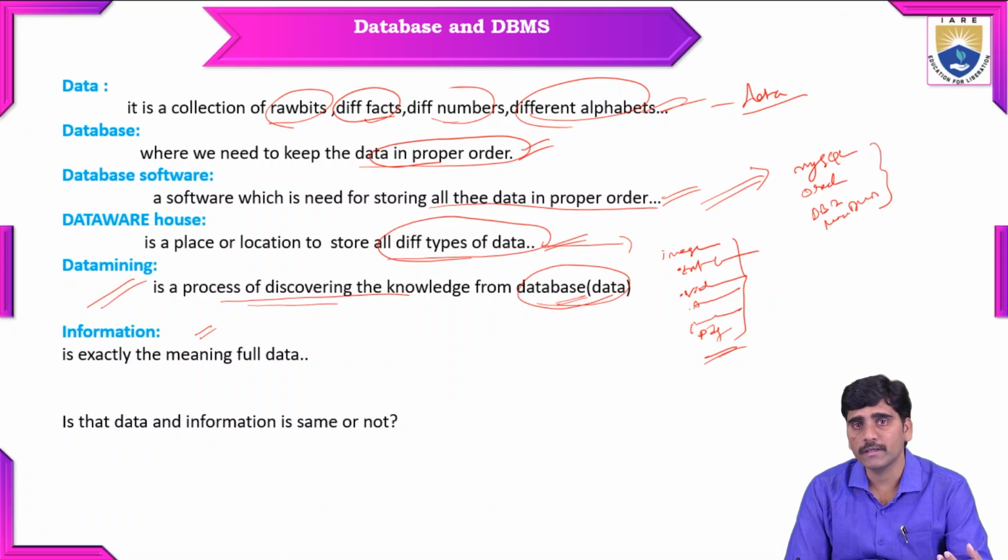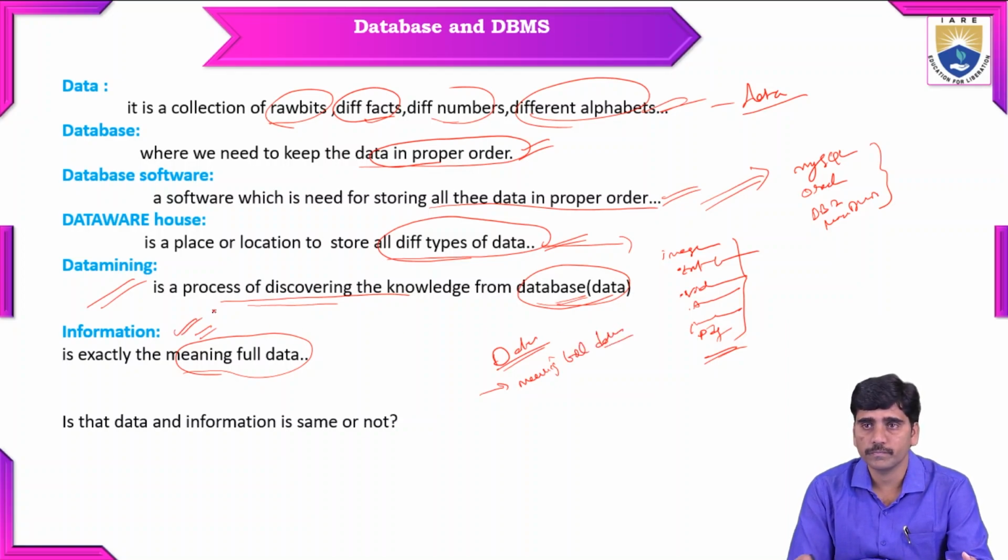And information. Apart from all this, what is information? It is exactly the meaningful form of data. Data is a collaborative of all the different things, but from all that, we get a meaningful form. The meaningful data is nothing but information. The data which is used as information is called information. It is exactly the meaningful form of data.